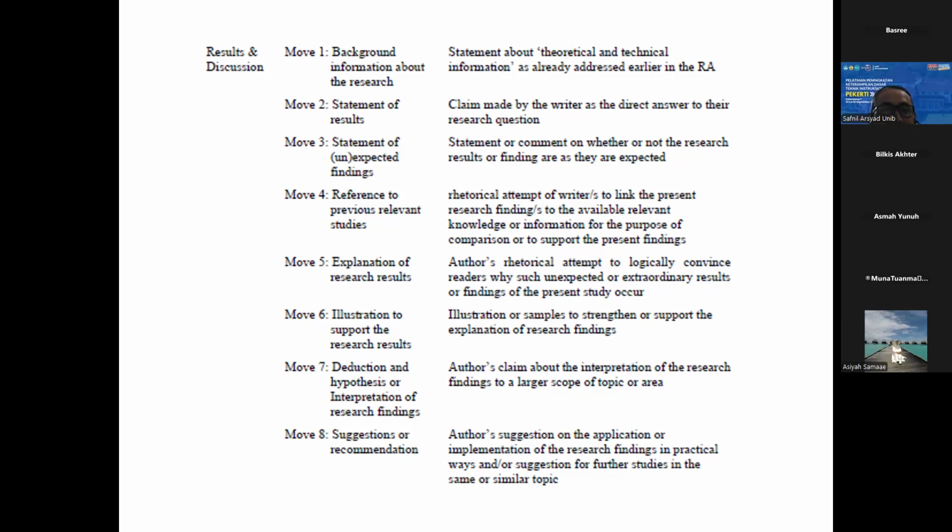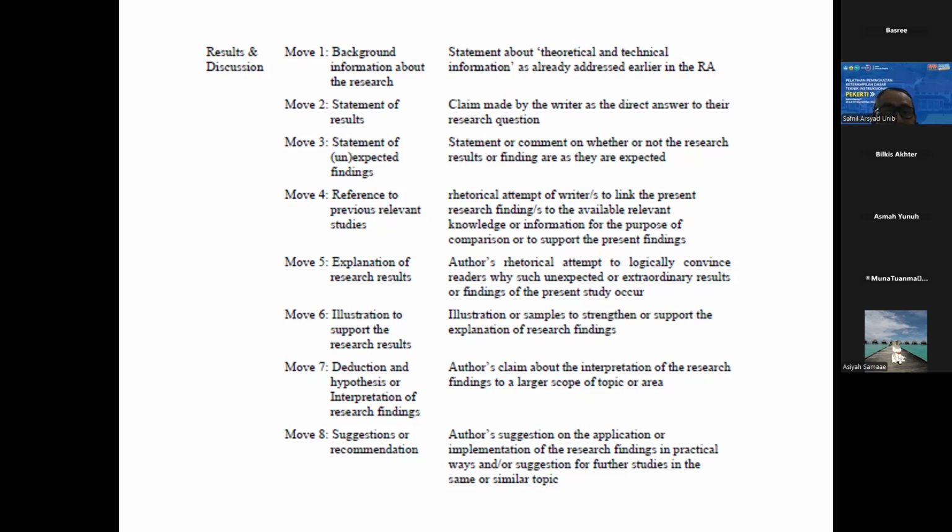You can also address move five first and then move four, so it is okay. You don't have to address move four first and then move five. And then six, illustration, to support the research results. Illustration means examples of your data if it is necessary. If you think that you need to give an illustration or an example of your data to explain your discussion, to explain what you mean by your interpretation.